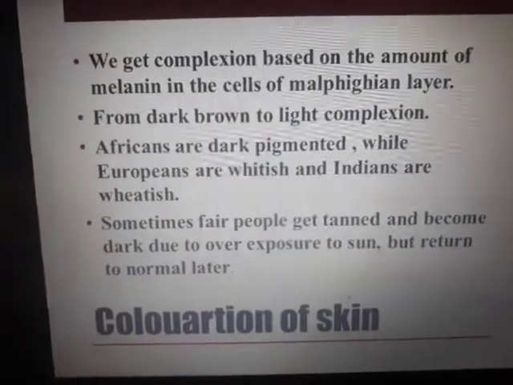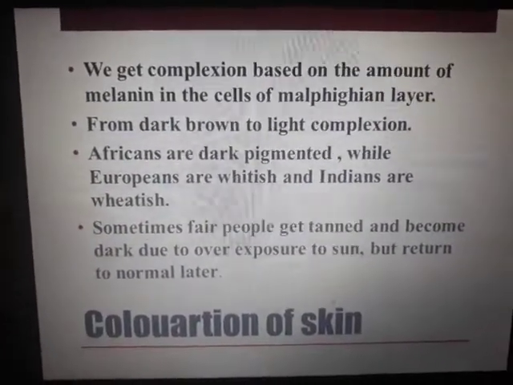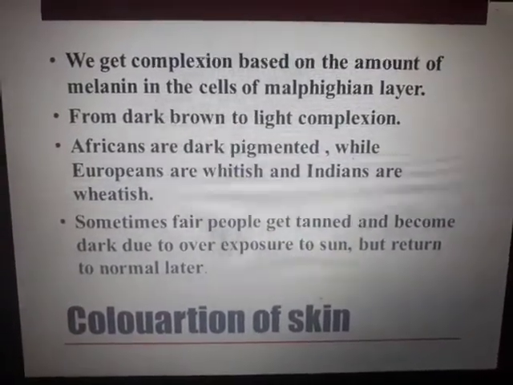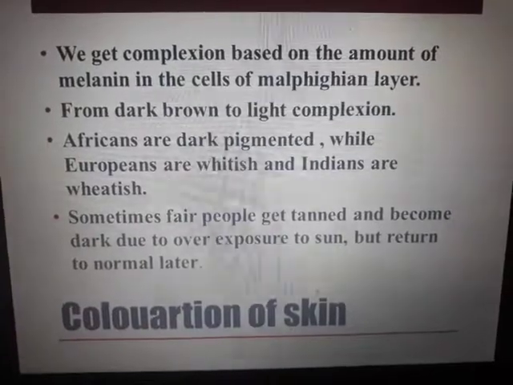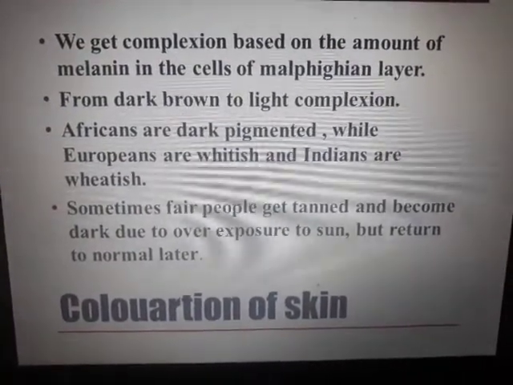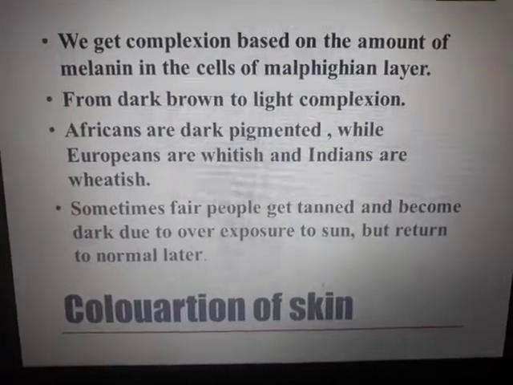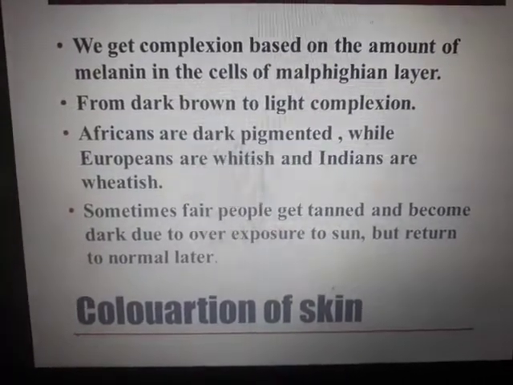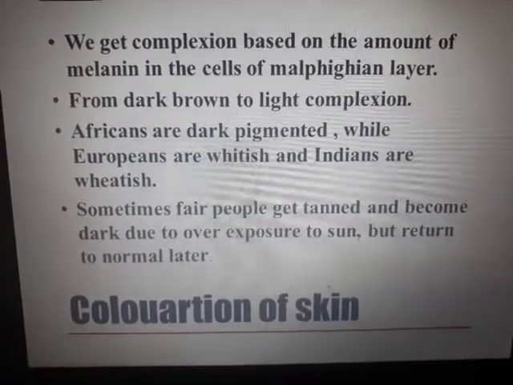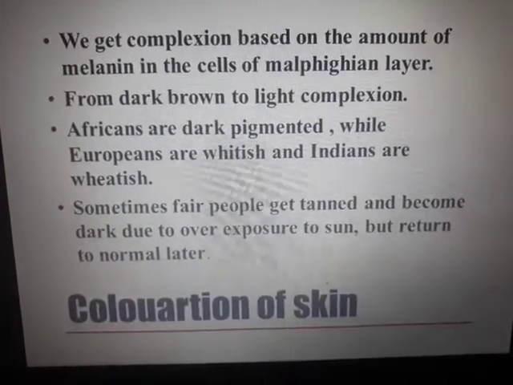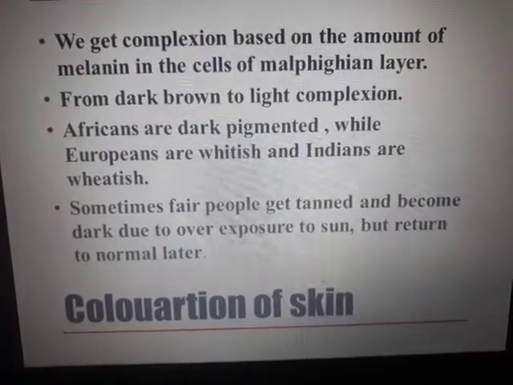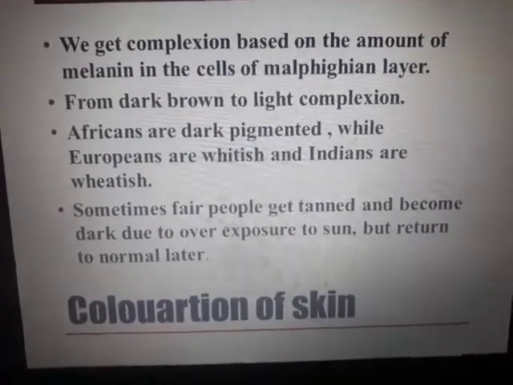Now the next topic is coloration of the skin, very important. See, we get our complexion based on the amount of melanin. This is an important substance, a pigment you can say, in the cells of the Malpighian layer, from dark brown to light complexion. So where is this melanin present? It is present in the third layer of the skin. The amount of melanin present gives us our complexion. If it is more in amount, we become darker. If it is less in amount, we are lighter in complexion.